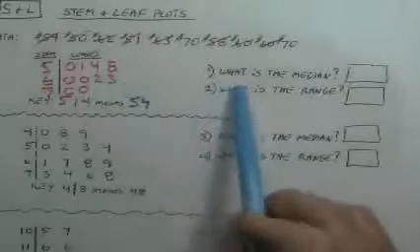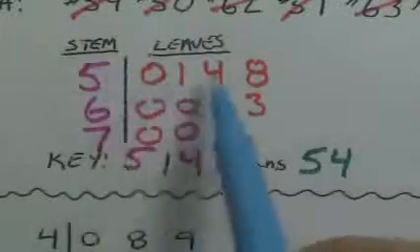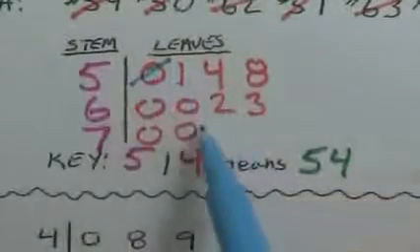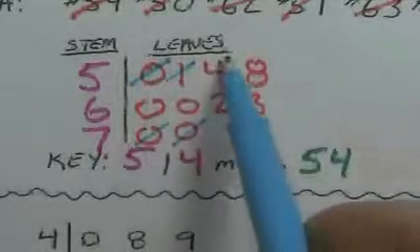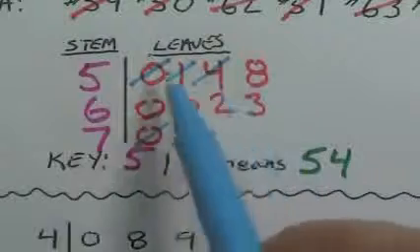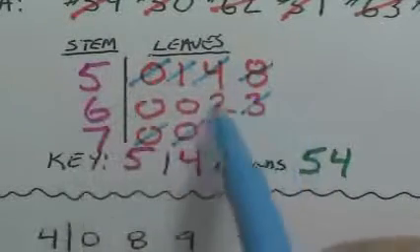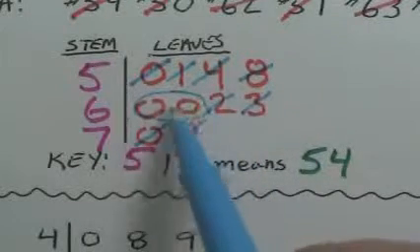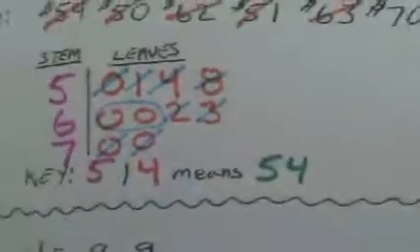Okay, let's answer some questions now. It says, what is the median? Well, these numbers are already in order, so that makes it easy for us. So I'm going to count from the first number to the last number, and then count backwards. See, this is 54 and 63, 58, 62, and then these are my two numbers, but they're both the same, right? So it would be 60. 60 is the median.